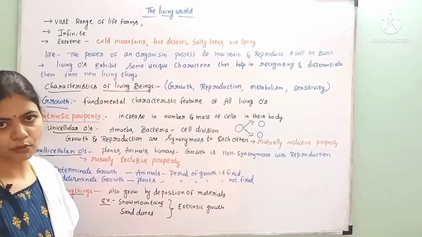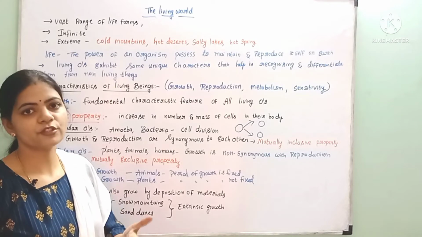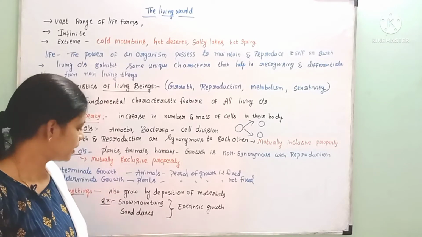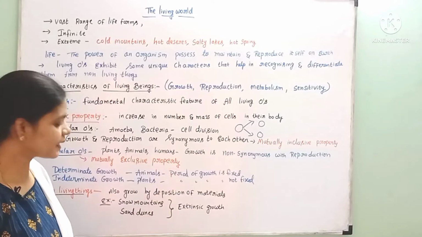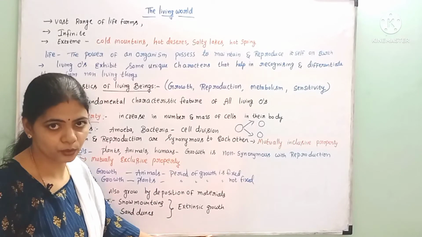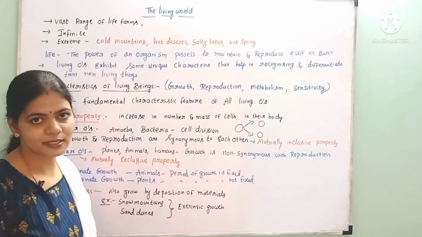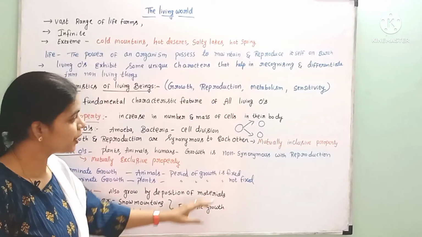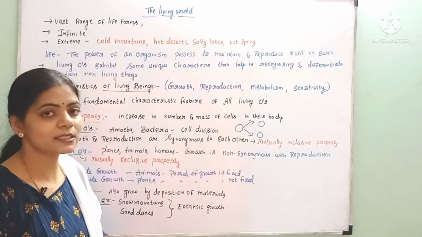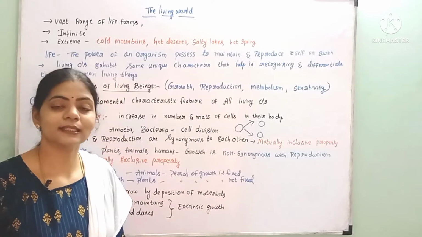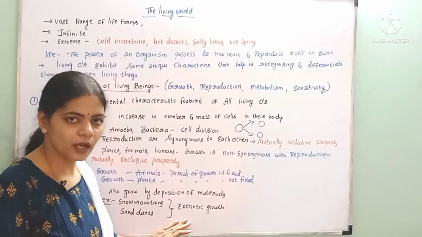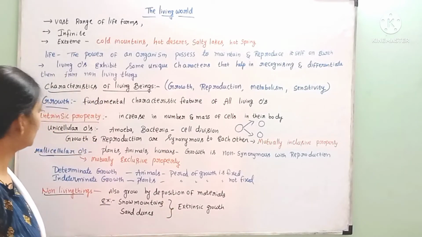And here sand dunes also. Sand dunes increase by the deposition of sand by the rivers, that is, it is extrinsic growth. It occurs on the surface of the mountains or sand dunes, hence it is extrinsic growth. Whereas in human beings, the growth is intrinsic growth. Growth occurs inside their body, not on the surface. This is about growth.